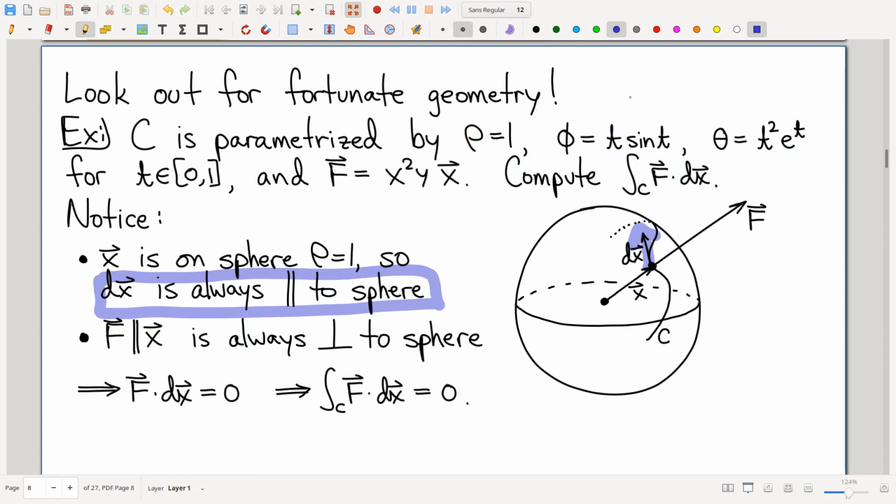And now next observation, let's look at our vector field here, a little bit of a weird vector field, I suppose. And notice I've written this in a vector notation instead of a coordinate notation.